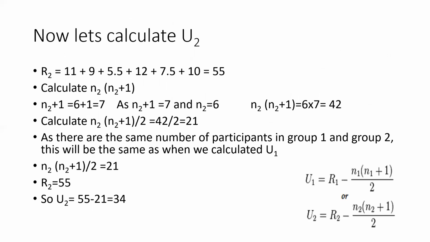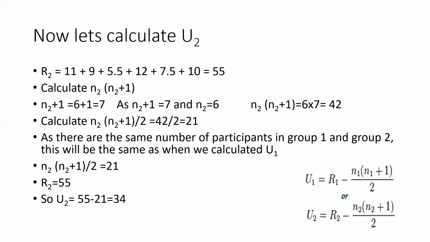Now let's calculate U2. R2 is the sum of the ranks for therapy B, which is 11 plus 9 plus 5.5 plus 12 plus 7.5 plus 10 equals 55. Then we have to calculate N2 times N2 plus 1. Now, N2 is the number of participants in group 2 receiving therapy B. And there were 6 participants again receiving therapy B. So N2 is 6. So N2 plus 1 is 6 plus 1, which equals 7.